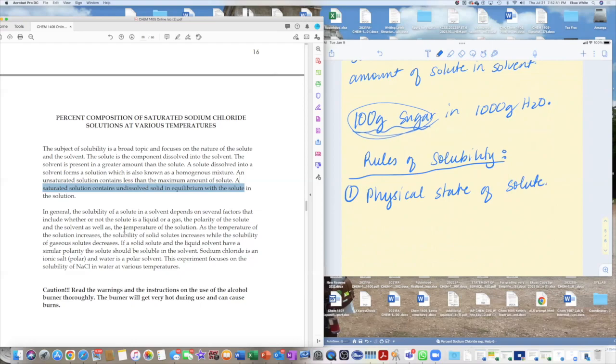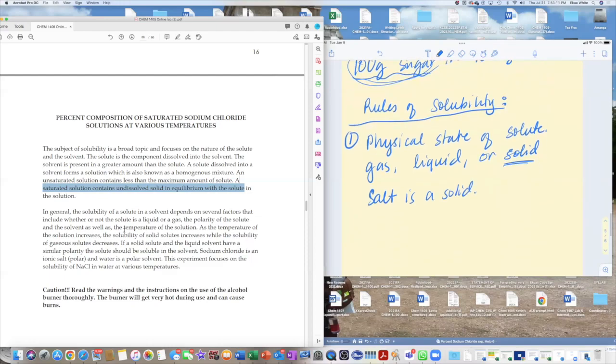Is your solute a gas? Is it a liquid? Or is it a solid? I'll say here, or solid, right? In our case, we're dealing with table salt. So in our case, our salt or table salt is a solid.